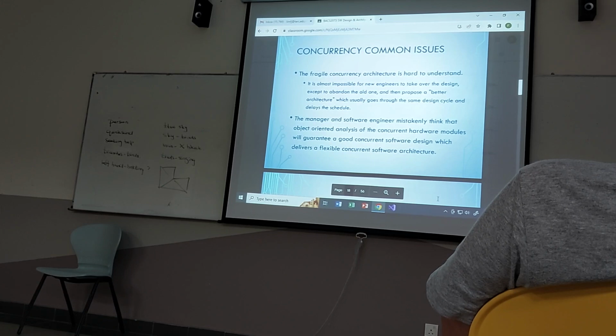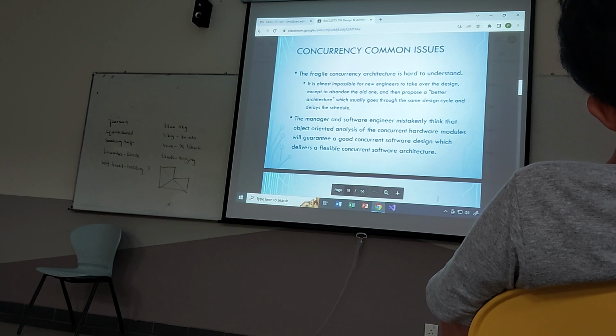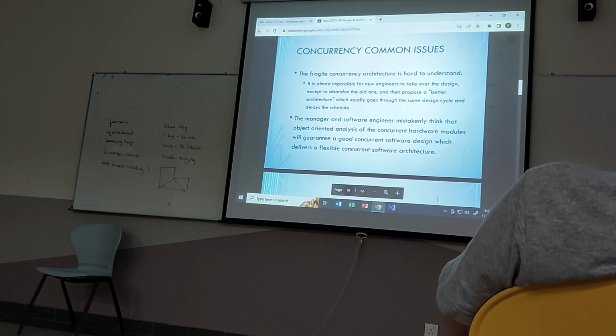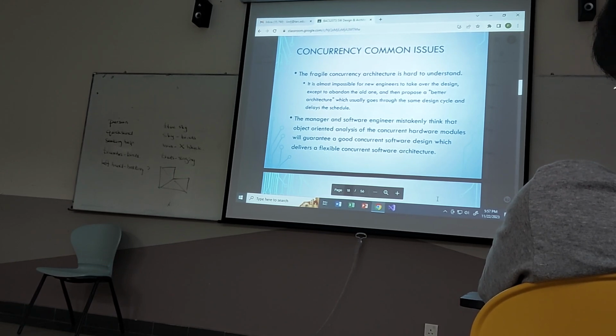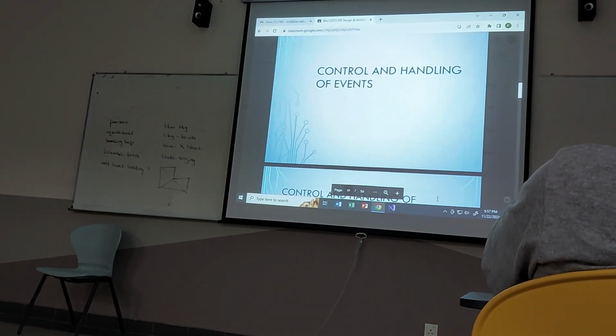Concurrency architecture is difficult to understand. The manager and software engineer mistakenly think that object-oriented analysis of concurrent hardware modules will guarantee good concurrent software. They say that when we want to do concurrency, we apply object-oriented analysis, then we can achieve a very good concurrency design. No, not necessarily. Understand? Okay, that's it for concurrency.